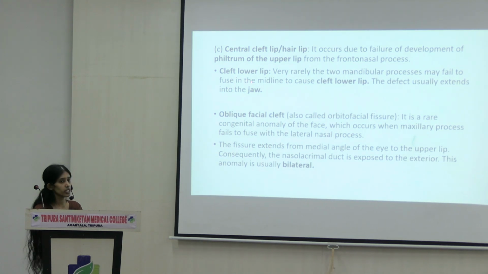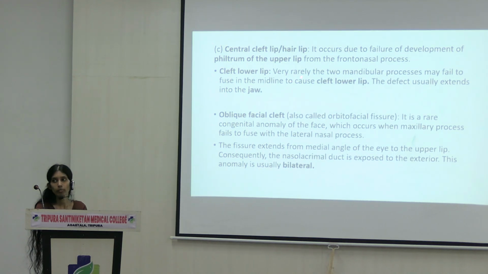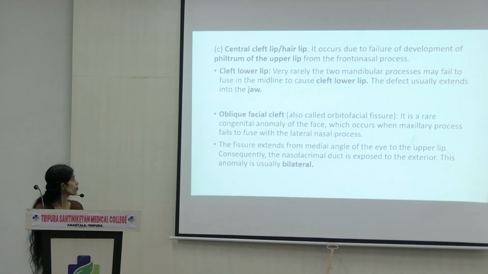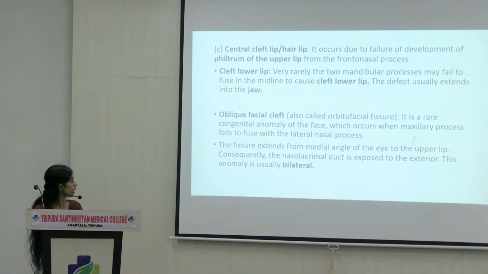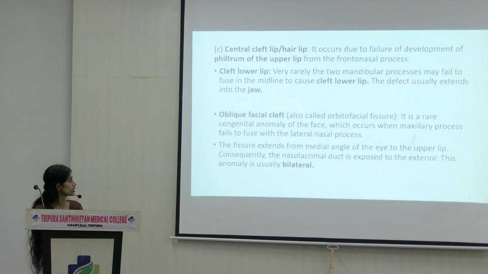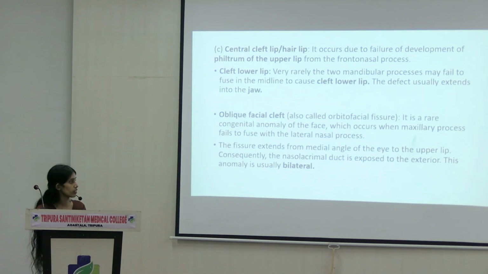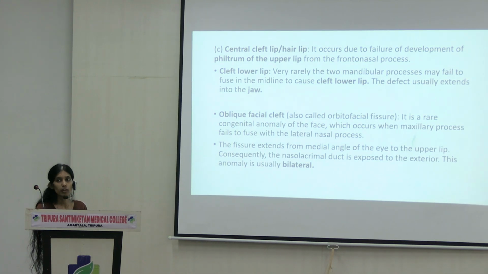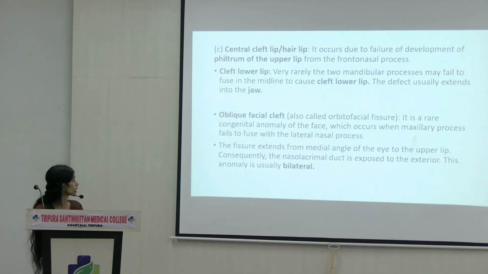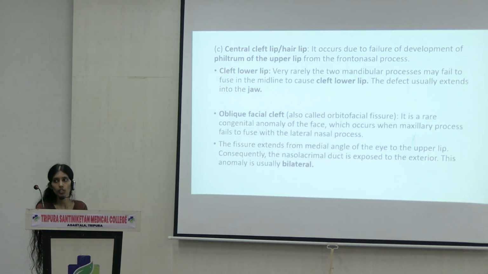We have the last one, that is the cleft lower lip. Sometimes we can see the cleft happening in the lower lip region also. Very rarely the two mandibular processes may fail to fuse in the midline to cause cleft lower lip. The defect usually extends into the jaw region. I said your mandibular processes on both sides should come and meet at the midline point. If they fail to fuse with each other, we can see the cleft lower lip condition, and it will not only happen in your lip region, it will extend up to your jaw region.